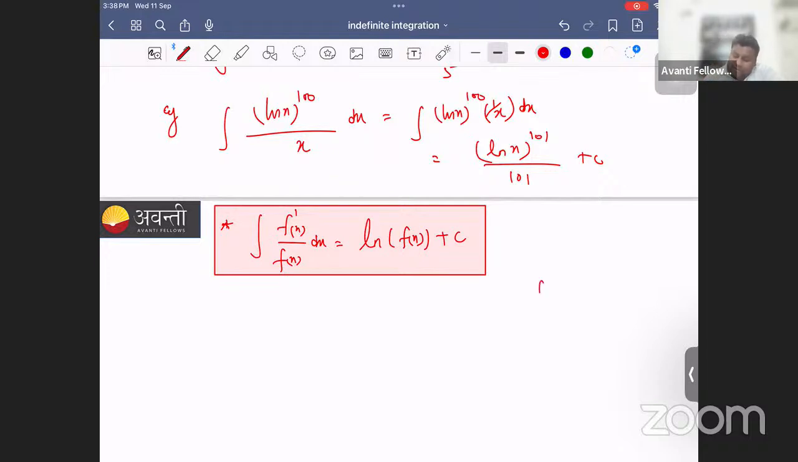And how did it come? Again, let us assume f(x) is t. Then f dash x dx will be what? dt. So it will become dt by t, that is ln t, and that is this. Am I clear?